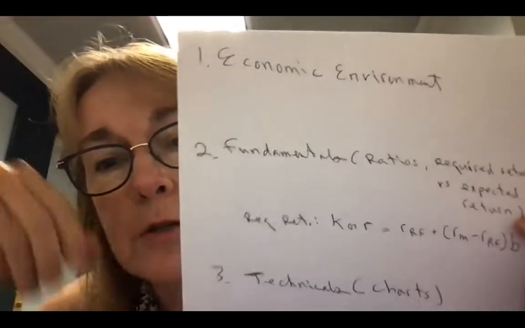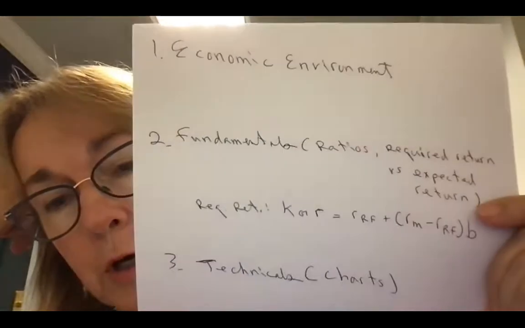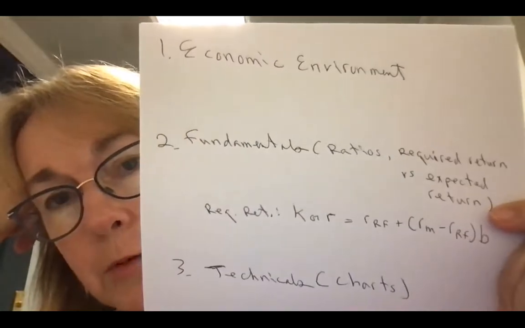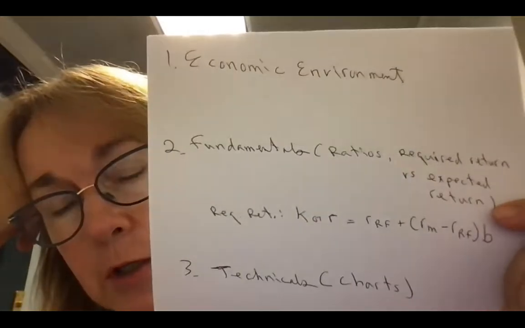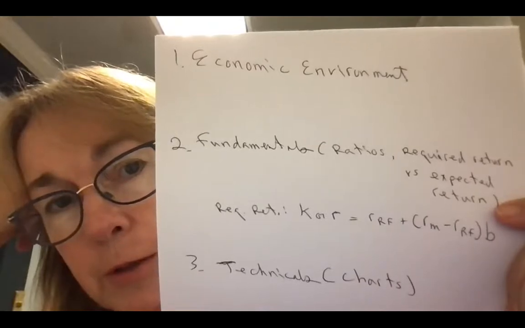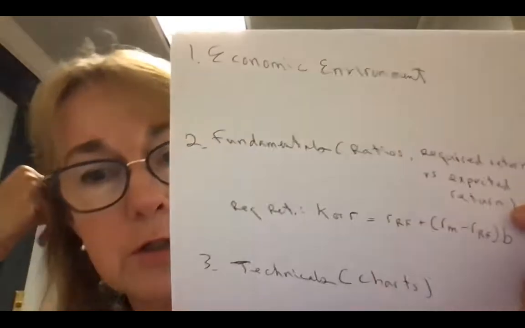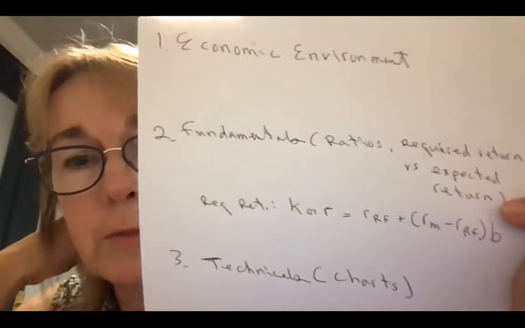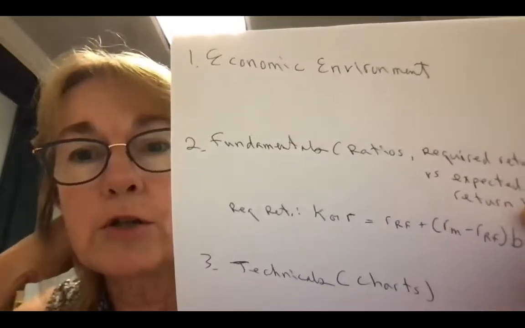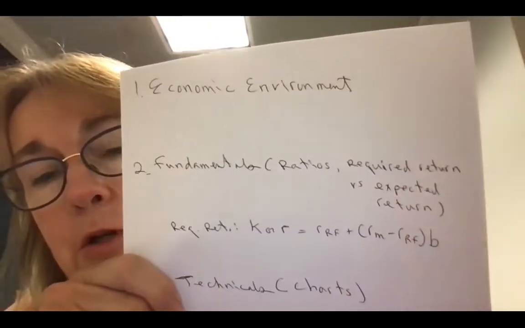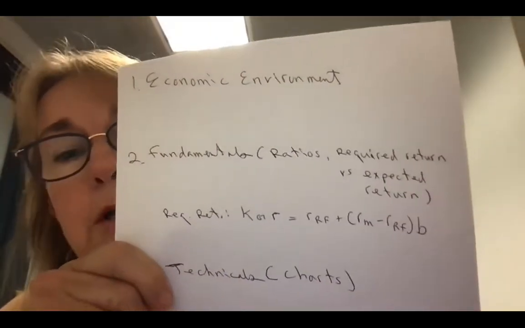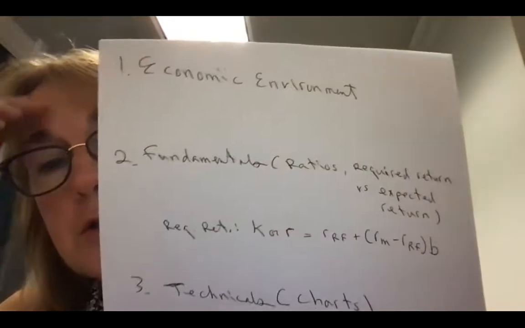All right, so let me show you this thing that I wrote here. These are the 3 sections that you're going to be writing about when you do the portfolio analysis. The first section is the economic summary or economic analysis. The second section is the fundamentals. The fundamentals basically consists of looking at the ratios and also comparing the expected return to the required return.